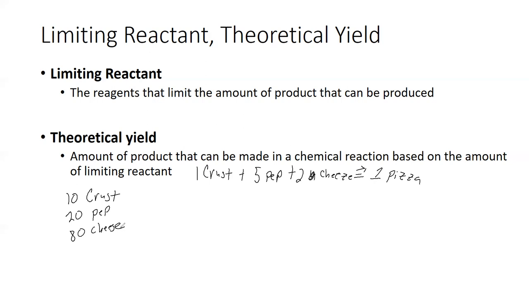All right. Based on my chemical equation that I just wrote here, and based on my starting reactants, what's going to run out first when I make my pizzas? Is the crust going to run out first? Is the pepperoni going to run out first? Or is the cheese going to run out first? Who can tell me what is going to run out first? My pepperoni. Pepperoni is my limiting reactant.